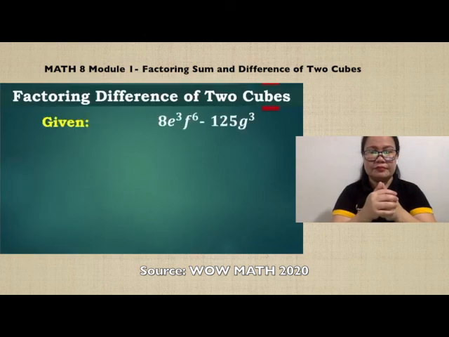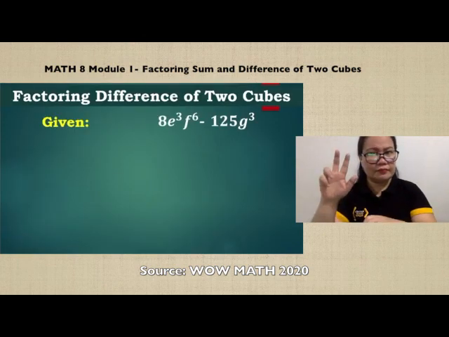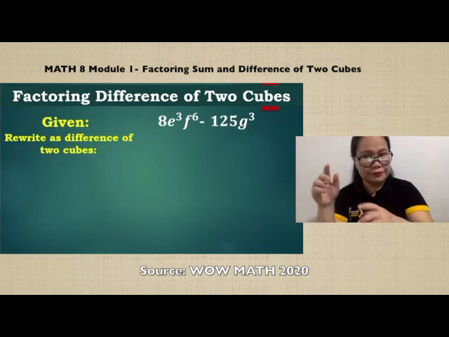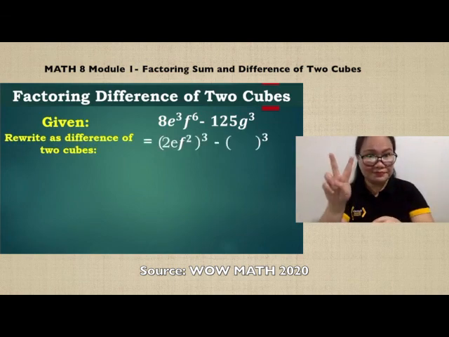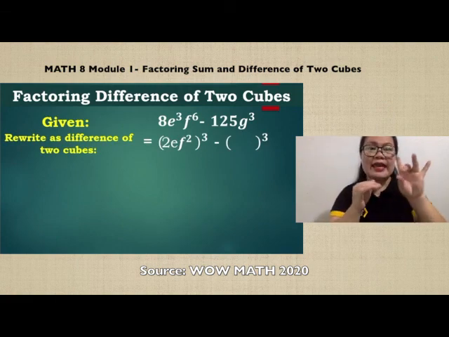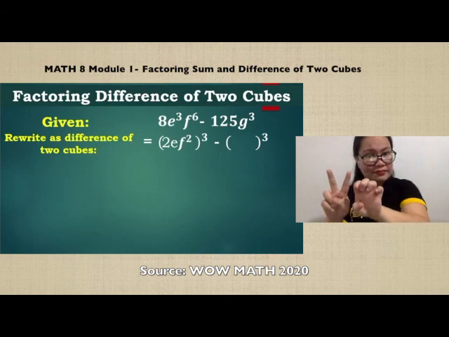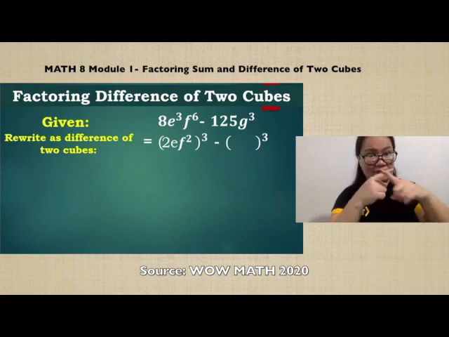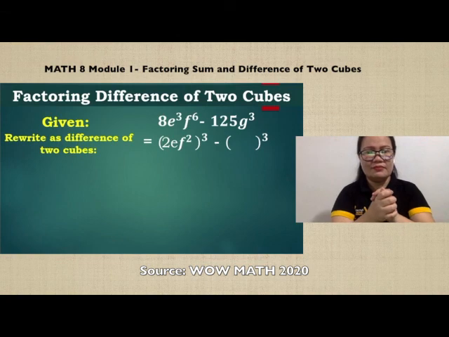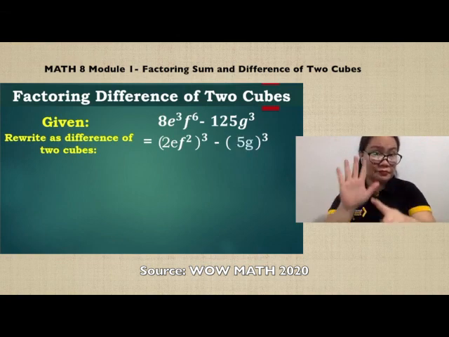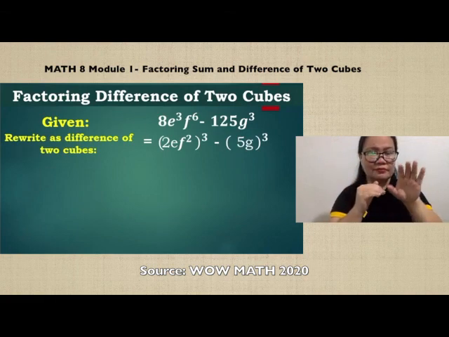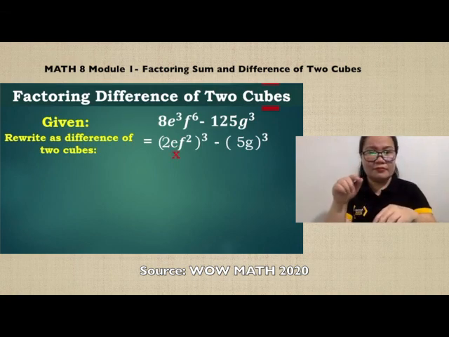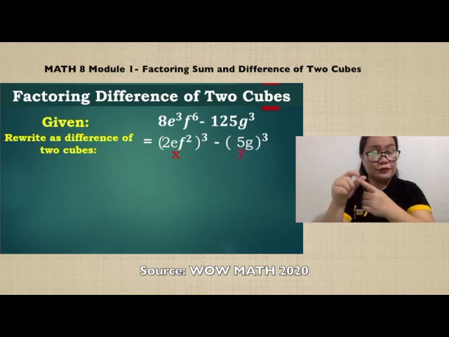Next. So, we have 8e cubed f raised to 6 minus 125g cubed. First, rewrite as a difference of 2 cubes. So, we now have 2, because 2 times 2 is 4, times 2 is 8, so 2 na lang siya. And then e, because it's only e cubed. And then f squared, because 2 times 3 is 6. Next, 125, that is 5, because 5 times 5 is 25, times 5 is 125. And then g, because it's only g cubed. Again, this will be our first term and this will be our last term.